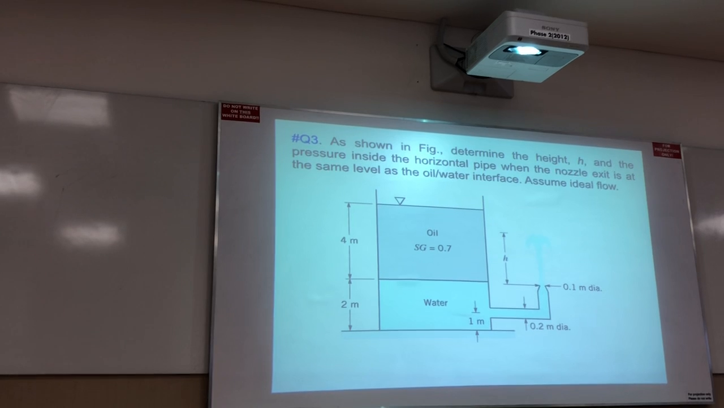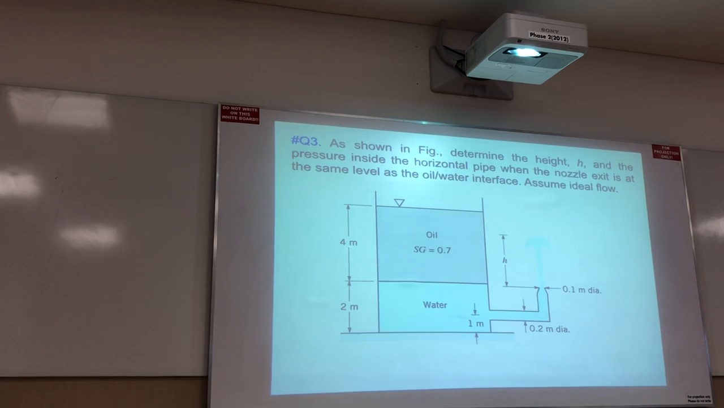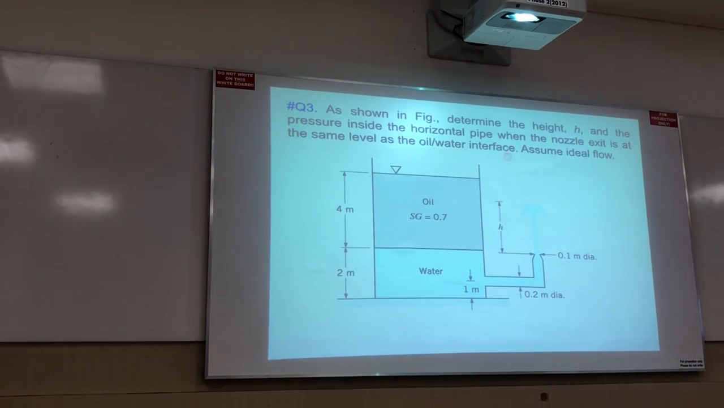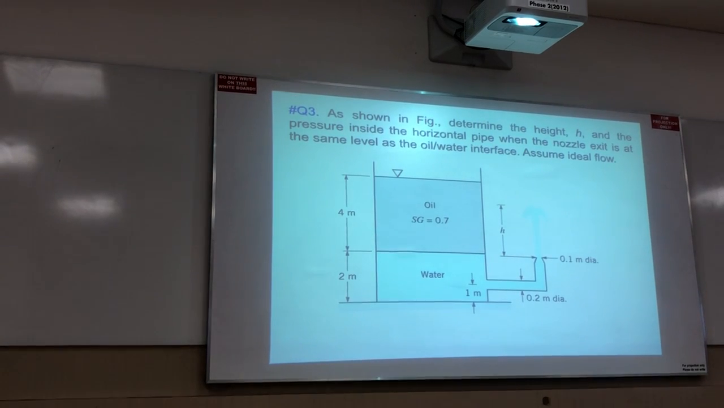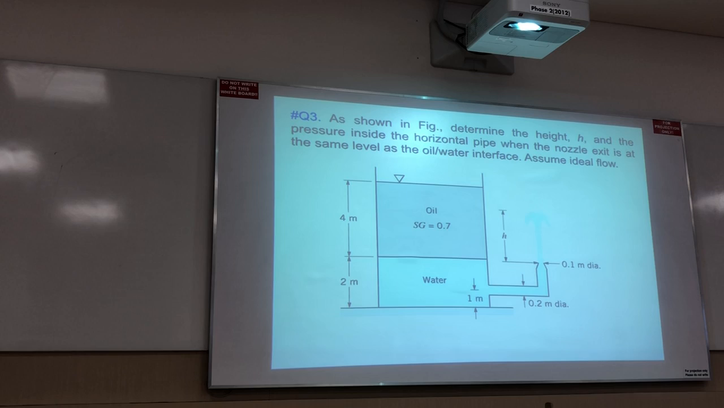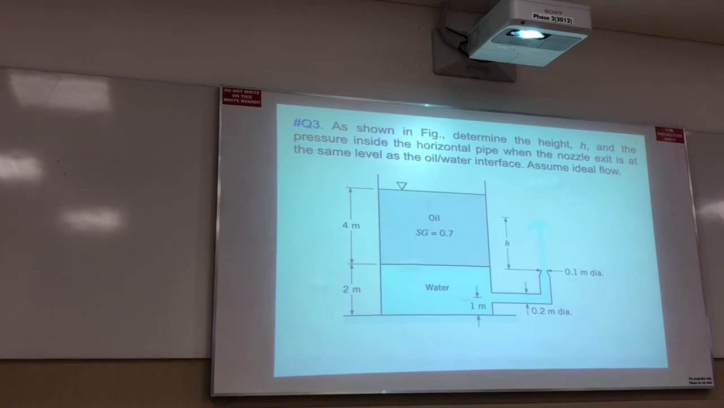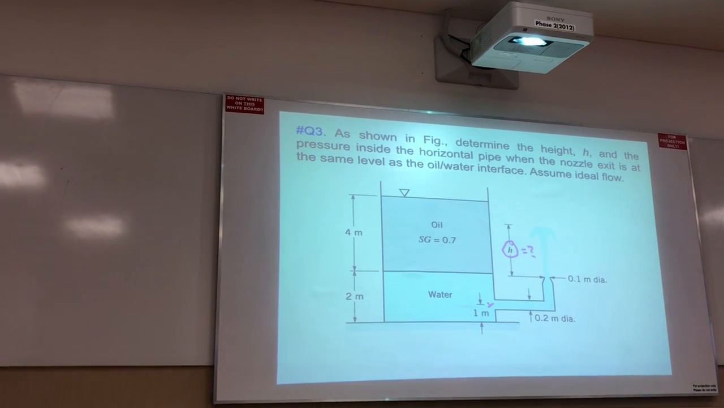As shown in this figure, determine the height H. They tell you what is this value and the pressure inside the horizontal pipe at that point. When the nozzle exit is at the same level as the oil water interface, that means this value doesn't change. It's always fixed. Okay? So what you do, you have to find the value of H and the pressure at this point.